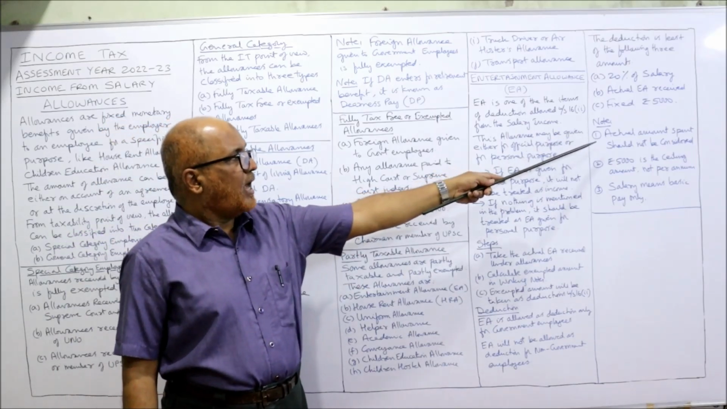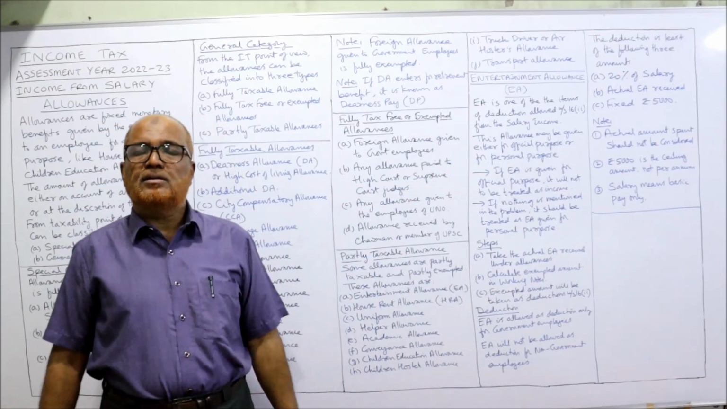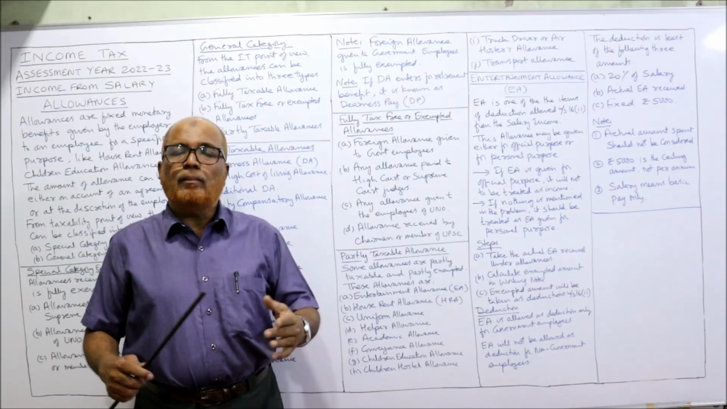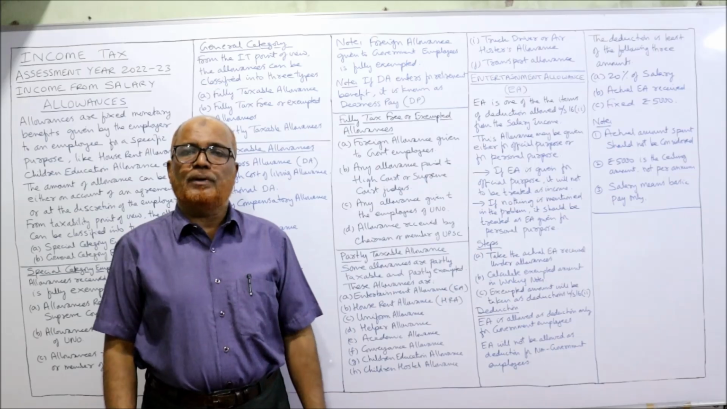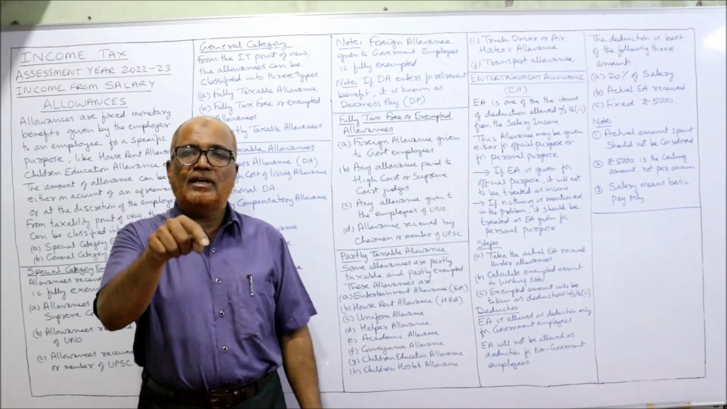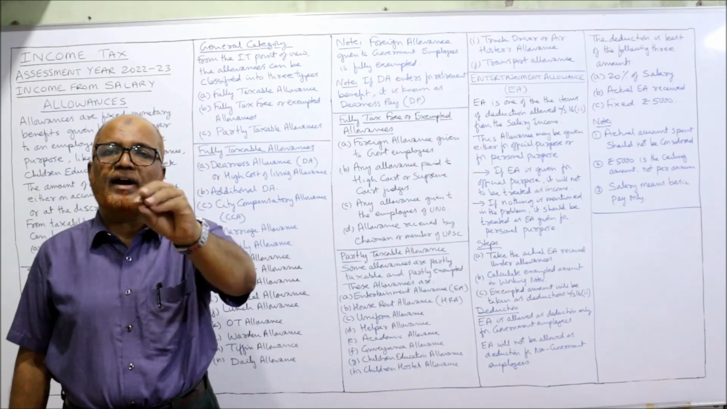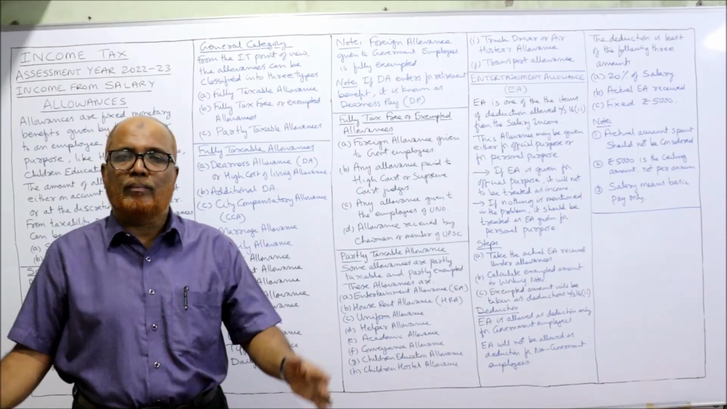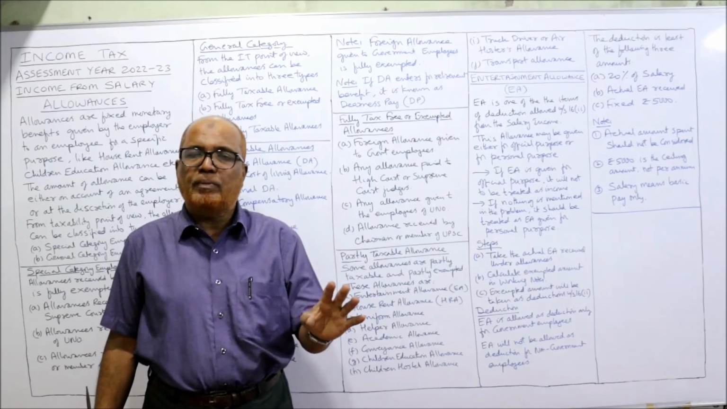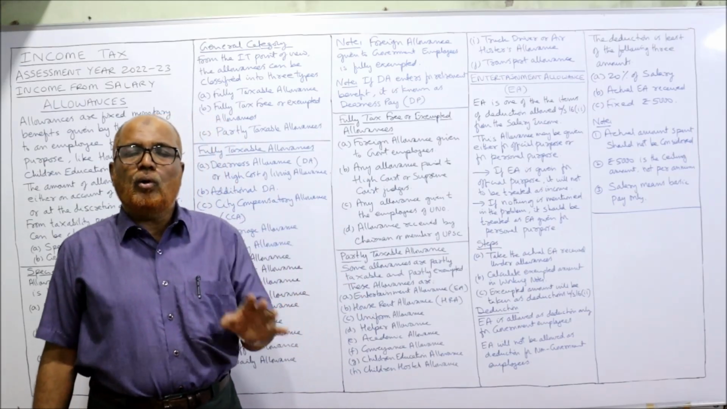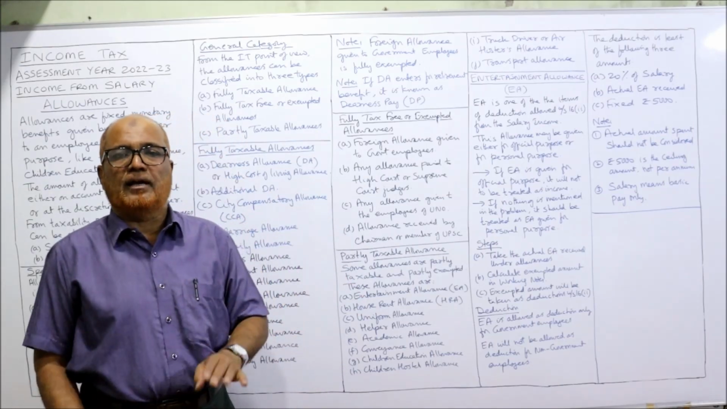Now, first note: the actual amount spent should not be considered. For example, in the problem it will be given that EA given by the employer to the employee is 10,000 rupees. The actual amount of EA spent by the employee is 5,000 rupees. Ignore. The actual amount spent by the employee should not be considered. Only the actual amount received should be taken.